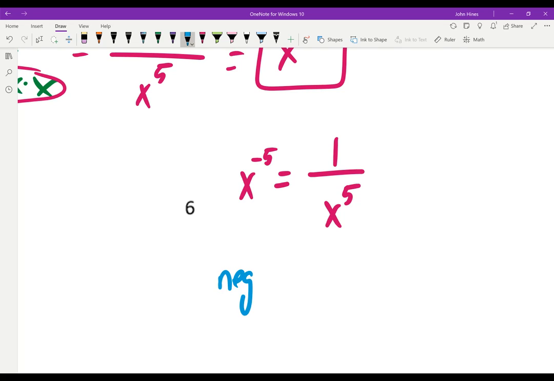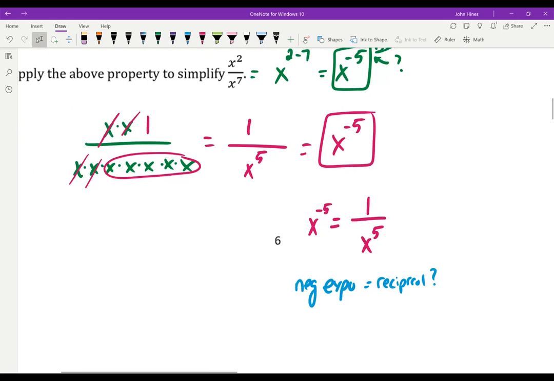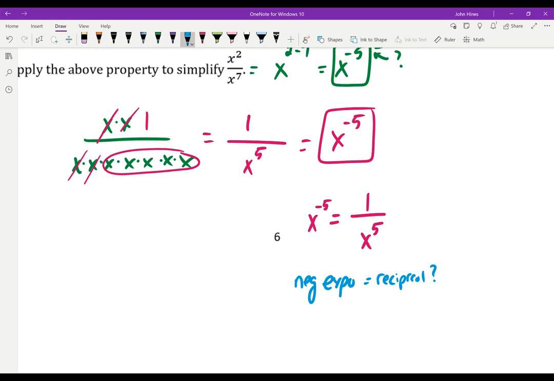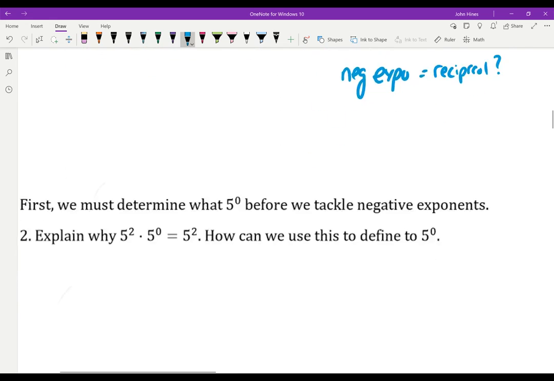The negative exponent there means I'm going to take the reciprocal. We're going to talk about how to deal with a negative exponent. It looks like I'm flipping it here and getting rid of the negative.